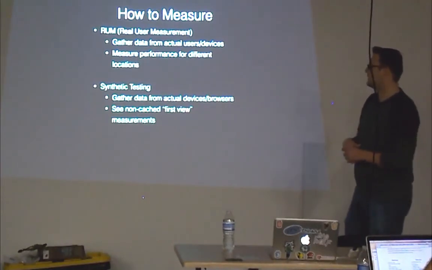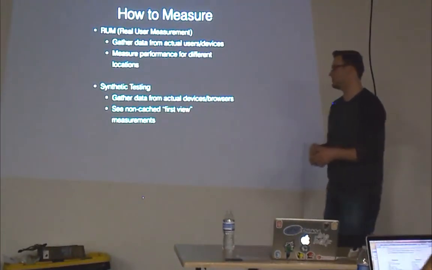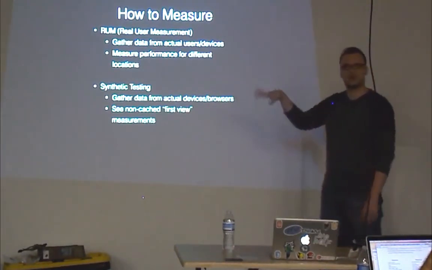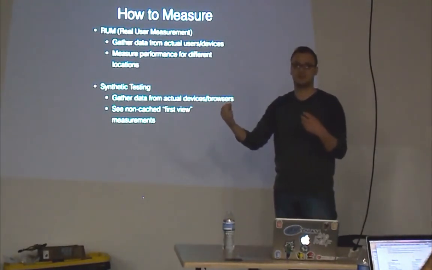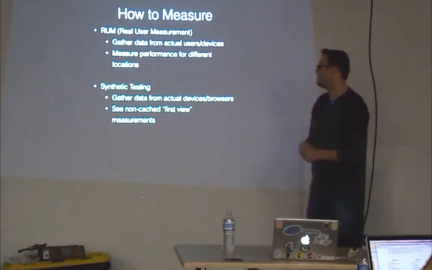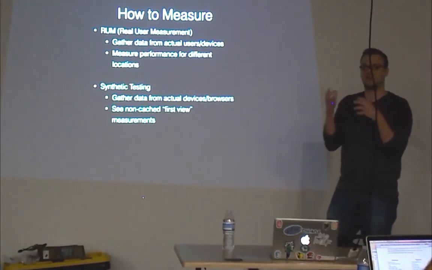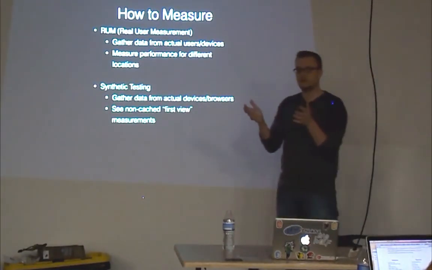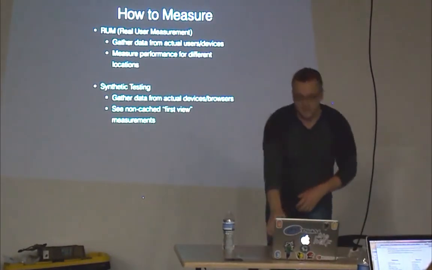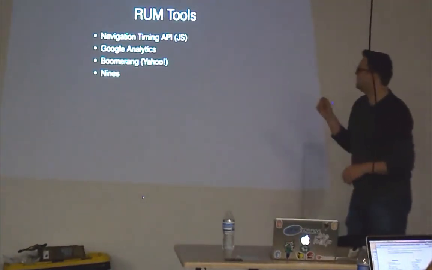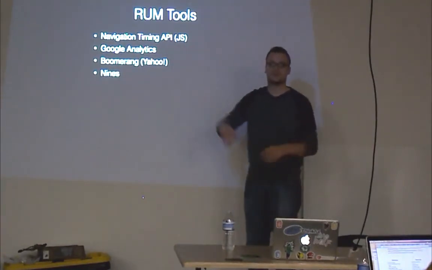Then synthetic testing is gathering data from actual devices and browsers, but not necessarily actual users. You can, again, load it from different locations. If you have a computer in Egypt, you could have it test your site from Egypt and then get that information. And this allows you to see a non-cached, first-view type response to your website. So if this is the first time that a user has seen your site, how's it going to perform for them?